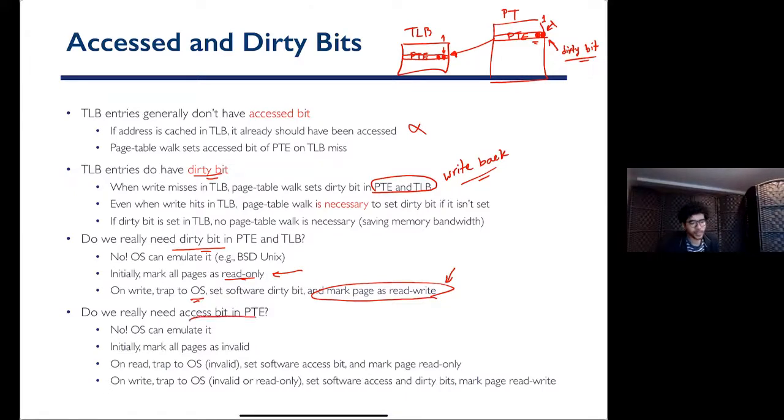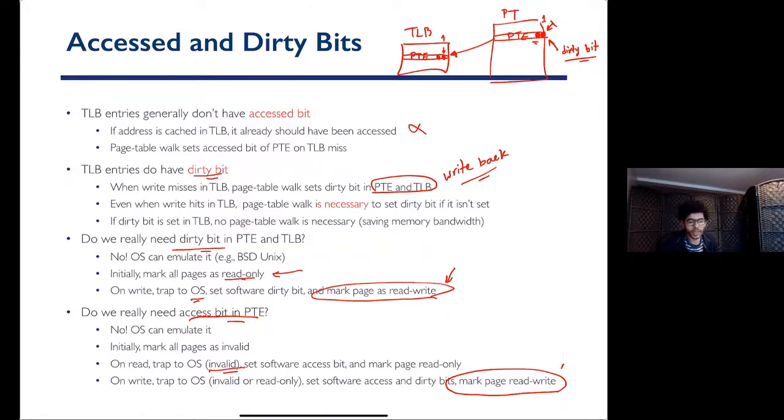The same with access bit, right? You don't need this access bit for hardware to tell you that this page table entry was accessed. All you need to do is to make everything invalid. Then the first access will wake the operating system up, and then the operating system can set this access bit internally in software so that it knows that this page was used, right? So you don't need these 2 bits. You can emulate them, but this emulation has a cost, right?